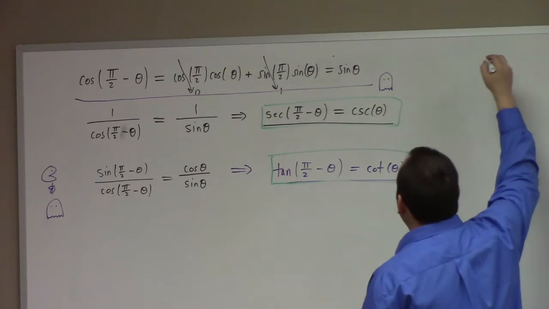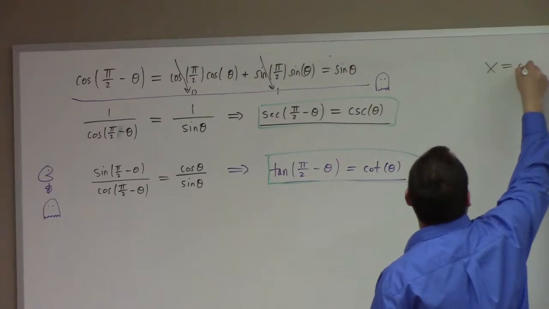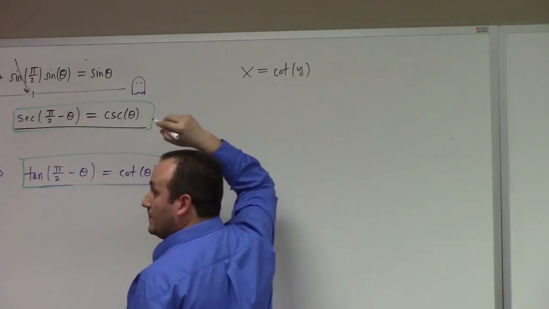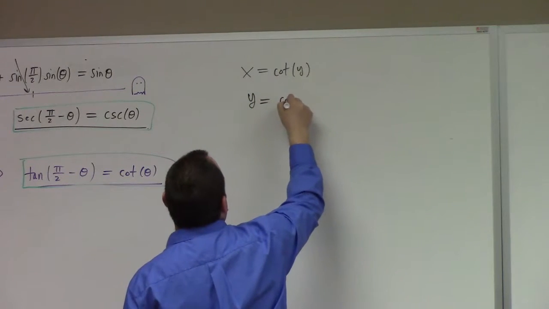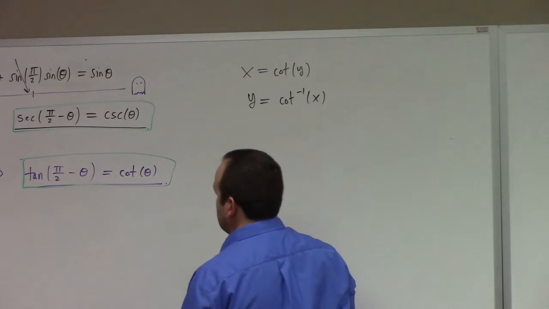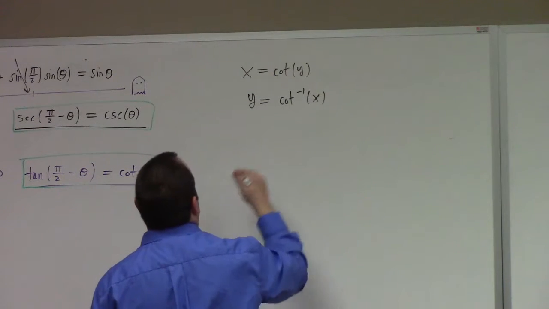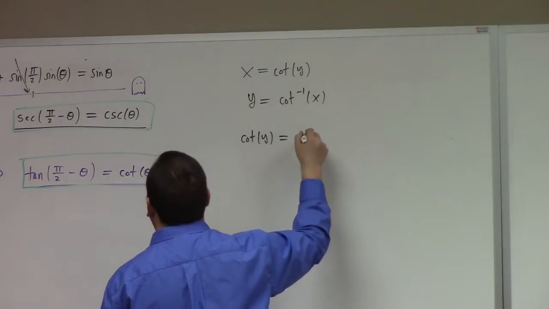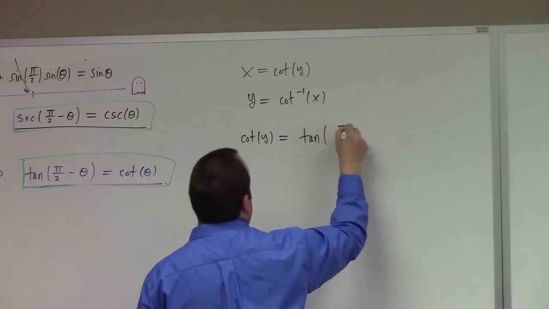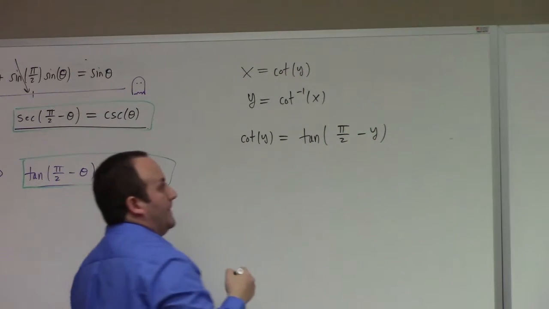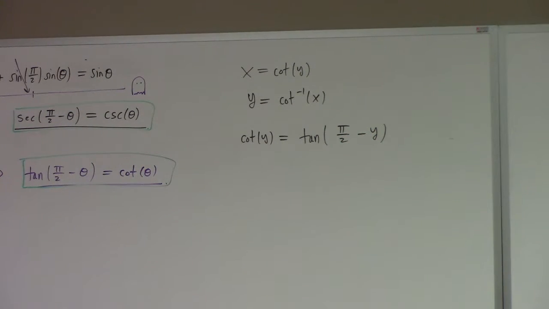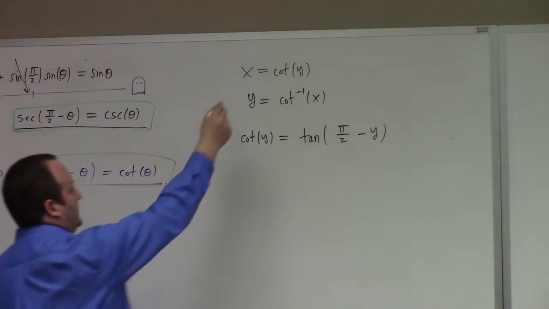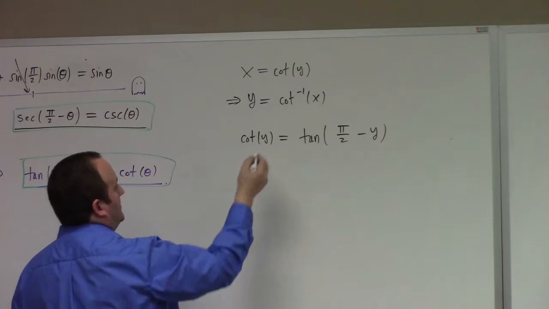Same song and dance. We let x equal cotangent of y, right? Then that means that y is equal to inverse cotangent of x, right? But I also know that cotangent of y is equal to tangent of pi over 2 minus y. So this implies that.